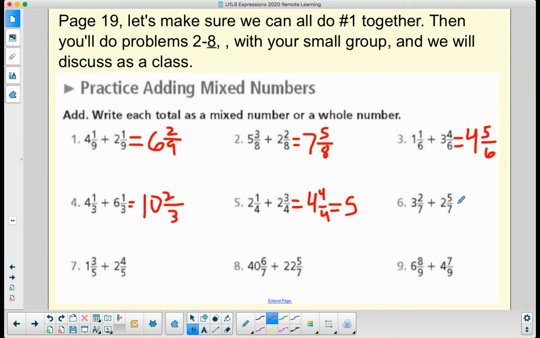3 2/7 plus 2 5/7. 3 plus 2 is 5. 2/7 plus 5/7 is 7/7. Again, when my numerator and denominator are the same, that equals 1 whole. So I can group 7/7 as one more whole. Add it to the 5 I already have. Gives me 6 wholes and no sevenths, so just plain 6.